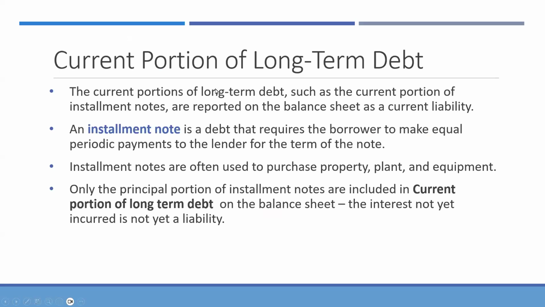And the current portion of long-term debt, such as the current portion of installment notes, is recorded on the balance sheet as a current liability. An installment note is a debt that requires the borrower to make an equal periodic payment to the lender for the term of the note. Think of that like a car loan that comes with a monthly payment. It's paid in installments. And a mortgage is paid in installments. The installments are more than just the interest-only portion.